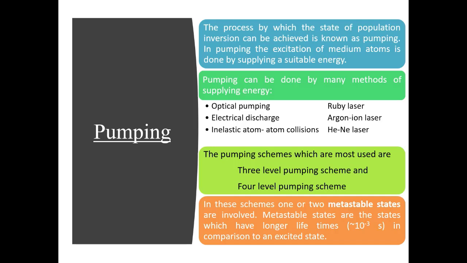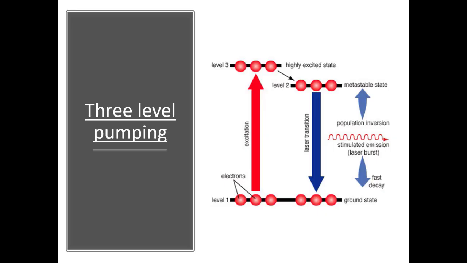According to the suitable energy, the pumping can be divided into many types like optical pumping, electrical pumping, and thermal pumping, etc. According to the number of energy states involved, the pumping can be subdivided into two schemes: 3-level pumping scheme and 4-level pumping scheme. In 3-level or 4-level pumping schemes, one or two metastable states are involved.